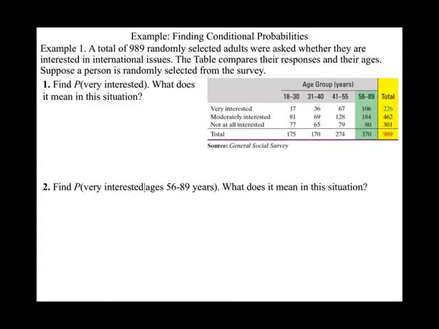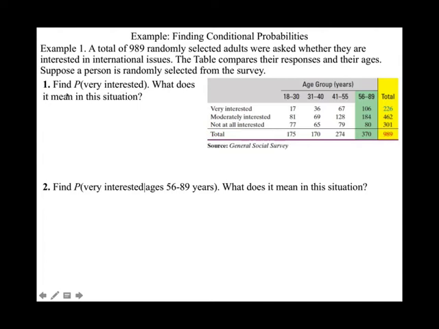For example, a total of 989 randomly selected adults were asked whether they are interested in international issues. The table compares their response and their age. Suppose a person is randomly selected from the survey. So we have the table here. We have different age groups, and then their responses: very interested, moderately interested, and not at all interested. And we've also defined the totals for you.